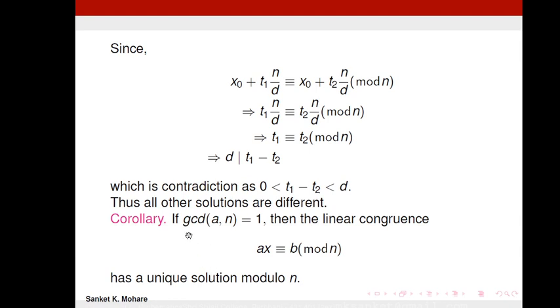Now, corollary. If GCD of a comma n is equal to 1, then the linear congruence ax congruent to b modulo n has a unique solution modulo n. So whenever GCD of a and n is 1, the linear congruence has a unique solution modulo n.